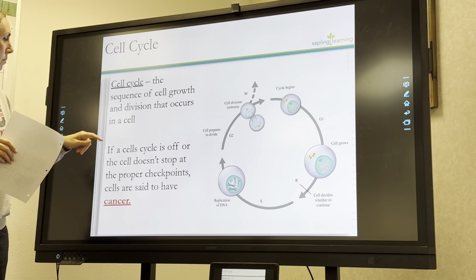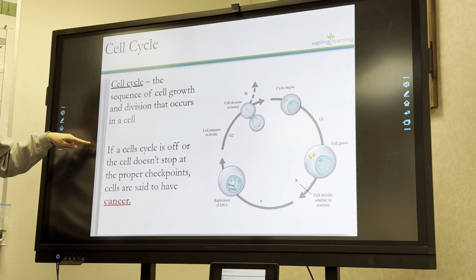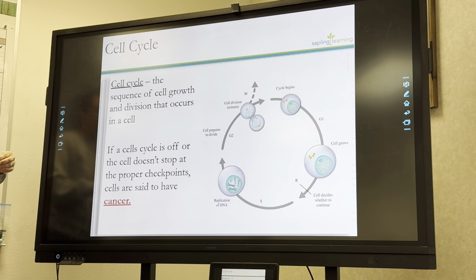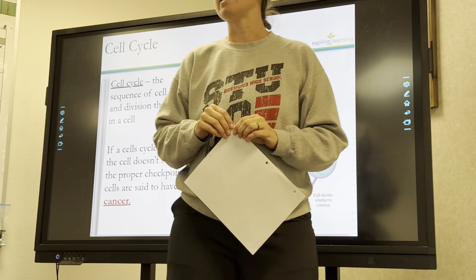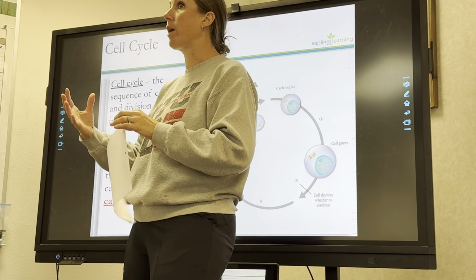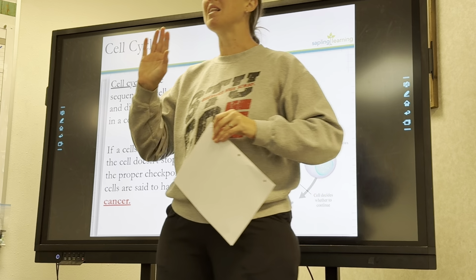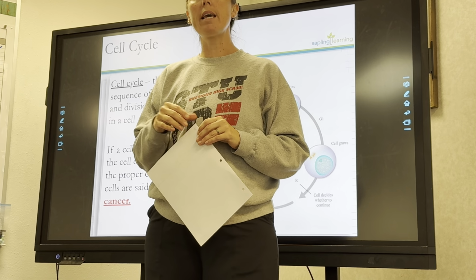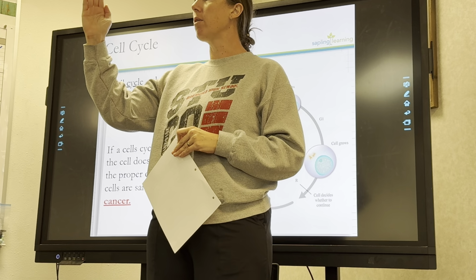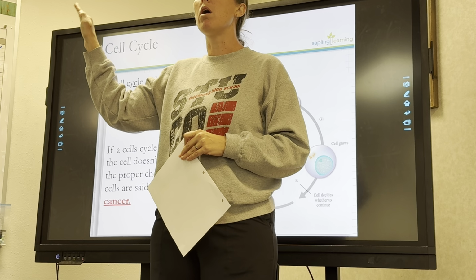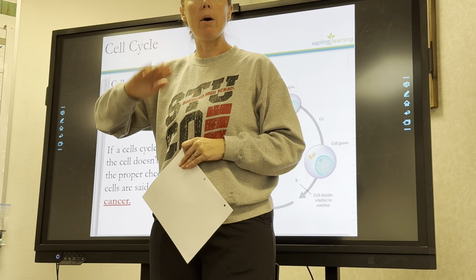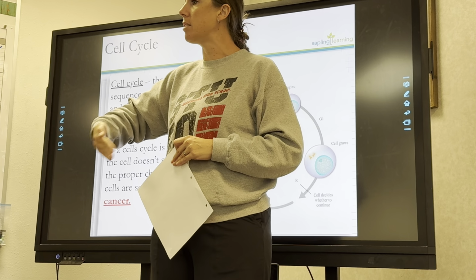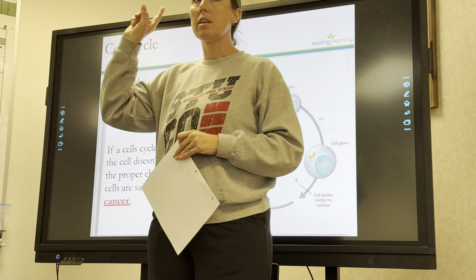Okay, if a cell cycle is off or the cell doesn't stop at the proper checkpoints, cells are said to have cancer. So who's ever heard of, like they said, wow, that cancer spread quickly, or that was benign, or that was malignant. So there's different forms of cancers, but guys, if a cell can't say, okay, I grow, now I replicate, now I grow, stop, now I divide, if it can't check itself, then it's cancerous.